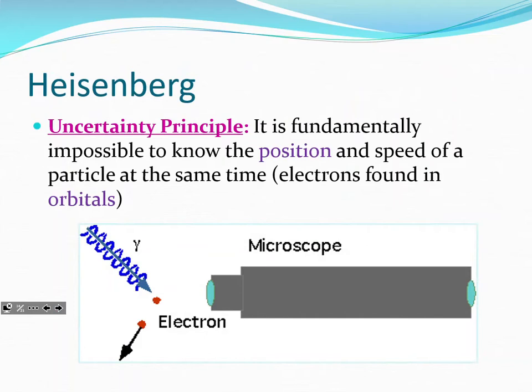Now Heisenberg. Here comes along Heisenberg. And Heisenberg did some research and ideas about locating and finding the electron as well. But it is fundamentally impossible to know the position and speed of a particle at the same time. And those electrons in the orbitals, you can detect them, but then they move, so they're no longer in that other position that they were once in.